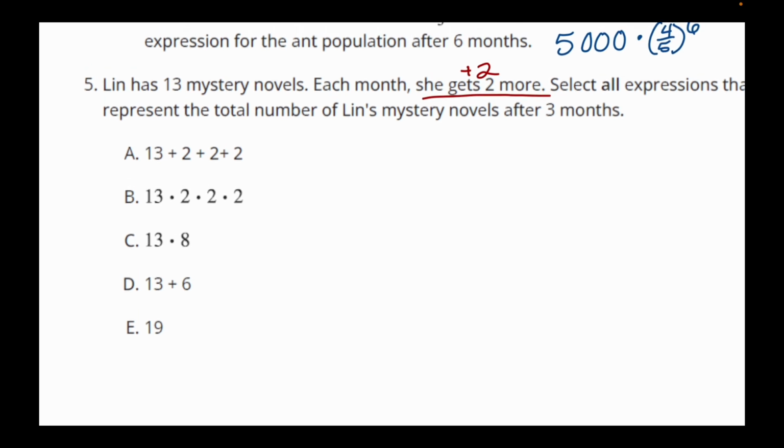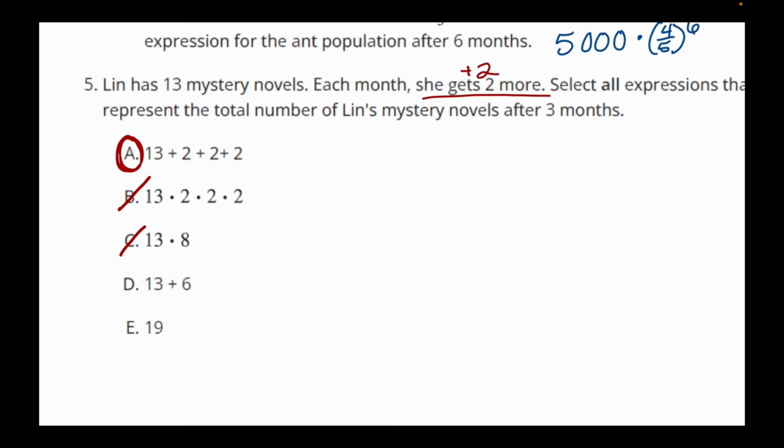Okay, 13, and then she's adding 2 books for 3 months in a row. So A, with that repeated addition, would be accurate. Now, B is not going to be accurate because that would be if she was doubling her books each month. So not B. C is also not going to be correct because that would be the same as B. 2 times 2 times 2 is 8. So we're not going to multiply 13 with 8.